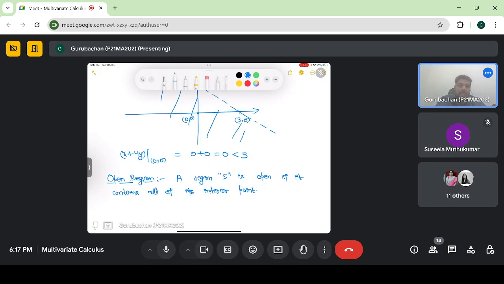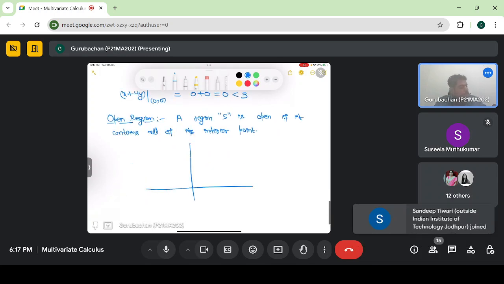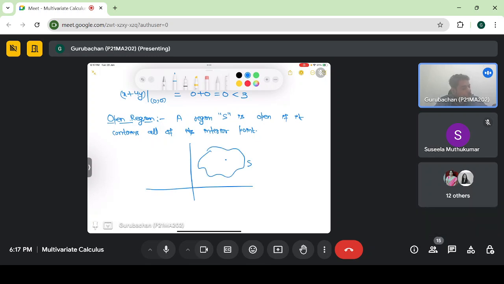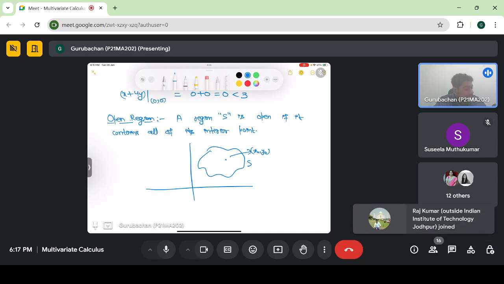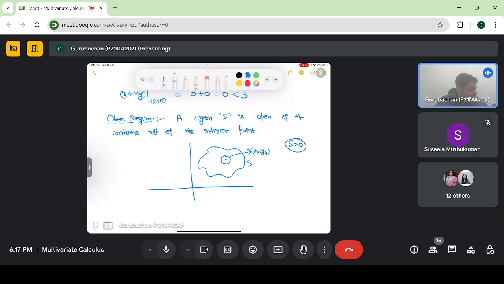A point x naught y naught of S is said to be an interior point, pictorially let me recall, suppose this is some set S and this is x naught y naught, if we get a delta greater than 0 for which the disk will lie in S. So we say that that point is an interior point. So for S to be open, all the interior points should be in S.